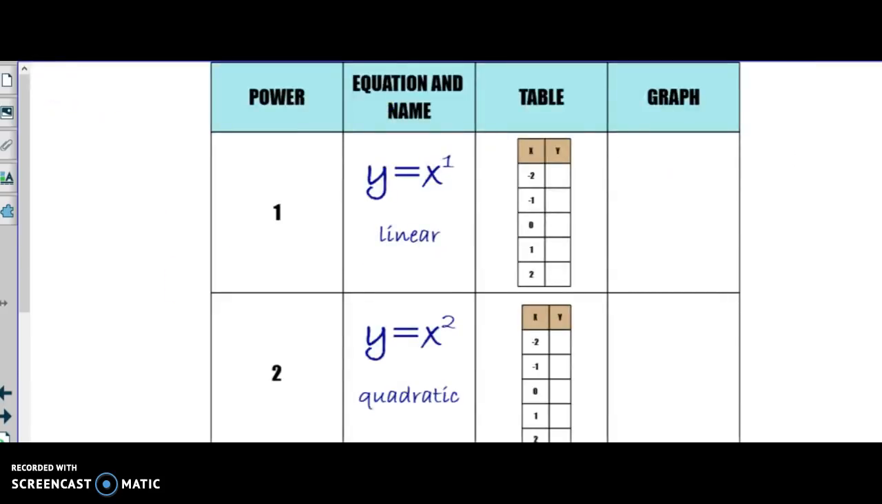So let's take a look at the first and second power equations. That would be y equals x to the first, which we know is linear, and y equals x squared, which we know is quadratic. Why don't you fill out a table for both y equals x and y equals x squared, and then graph it, pause, and then come back to make sure that it looks correct.